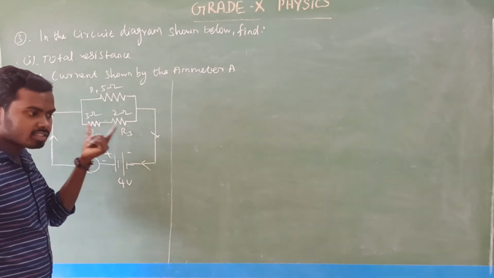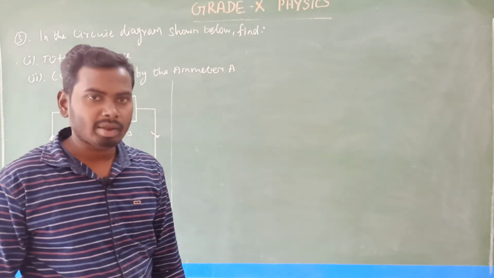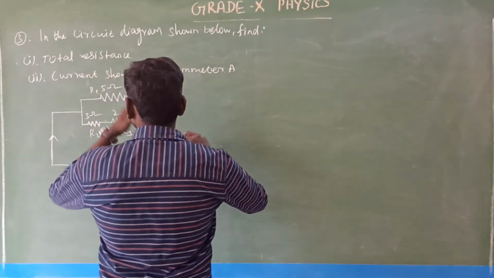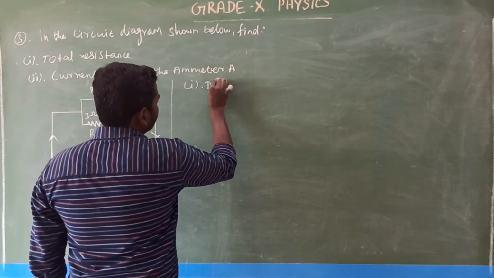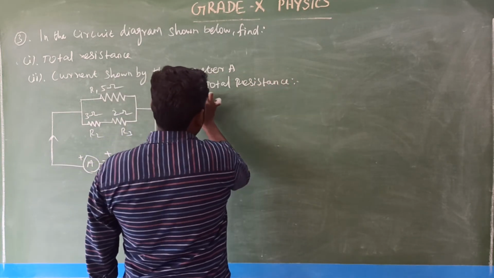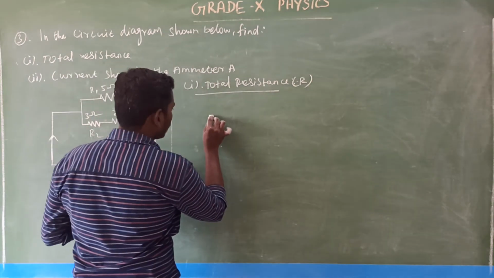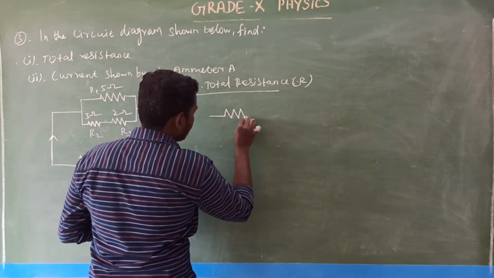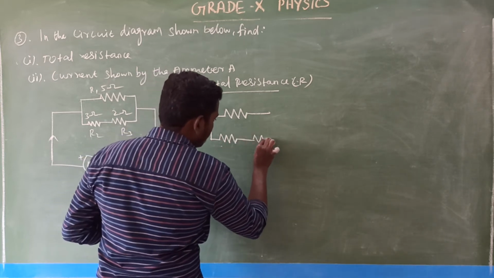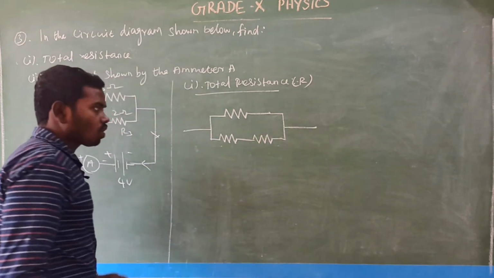Whenever resistors are connected in series, you just add the R values, and that is equal to the total resistance value. Look here. I am going to take this diagram only. First, I am going to find the total resistance R. So take only the resistor combination.